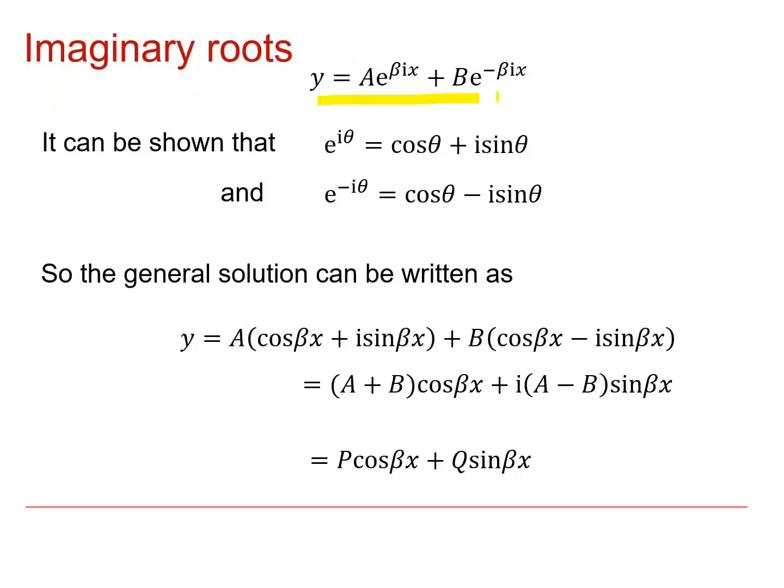If I'm starting from here, I know that these are my forms for e to the i theta and e to the minus i theta, and so the general solution can be written as a cos beta x plus i sine beta x from the first bit, and b cos beta x minus i sine beta x from the second bit. If I pull together the real and imaginary parts, you can see I get these. And all I've done is to rewrite a plus b as some other arbitrary constant p, and i a minus b as some other arbitrary constant q.